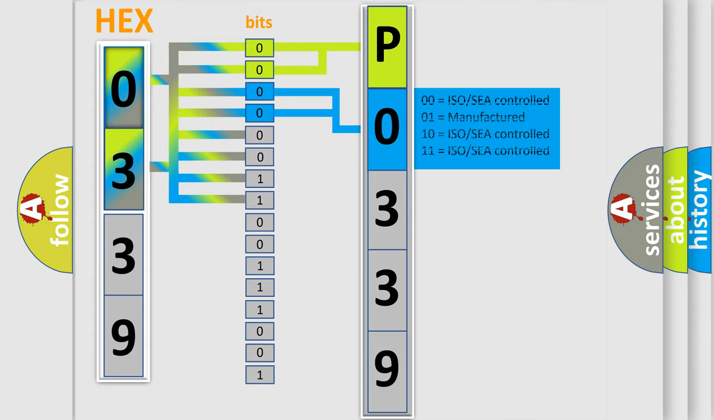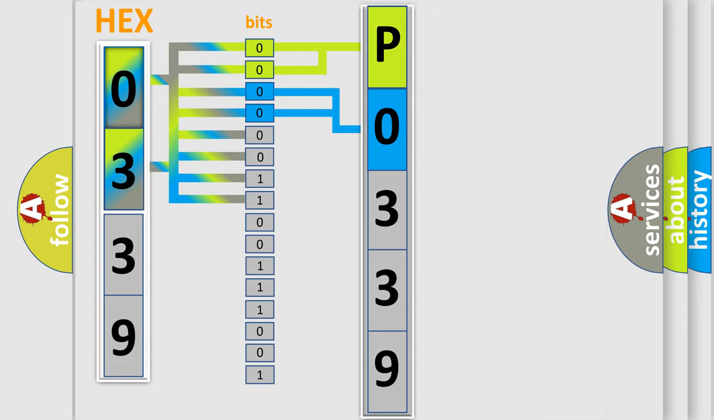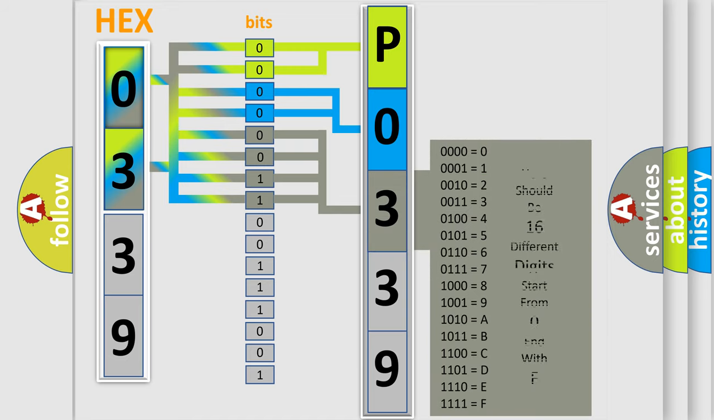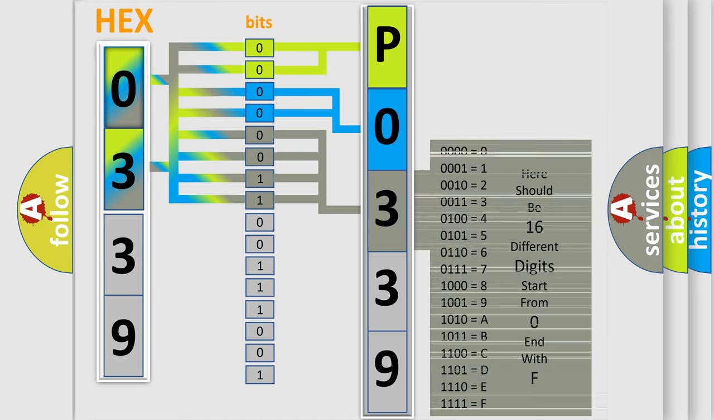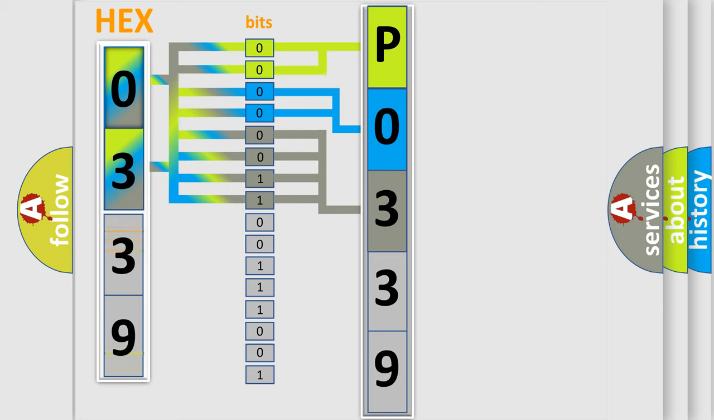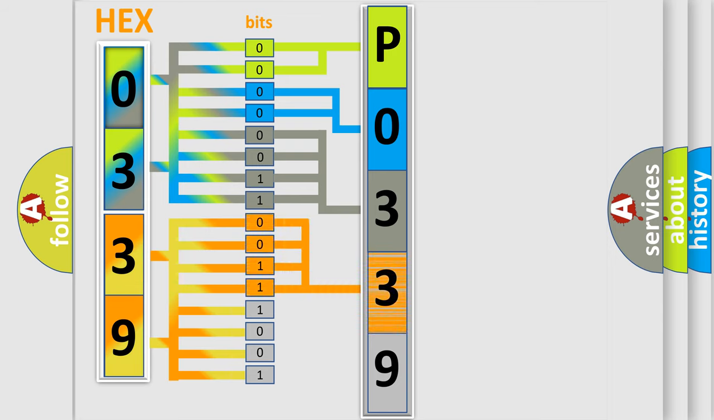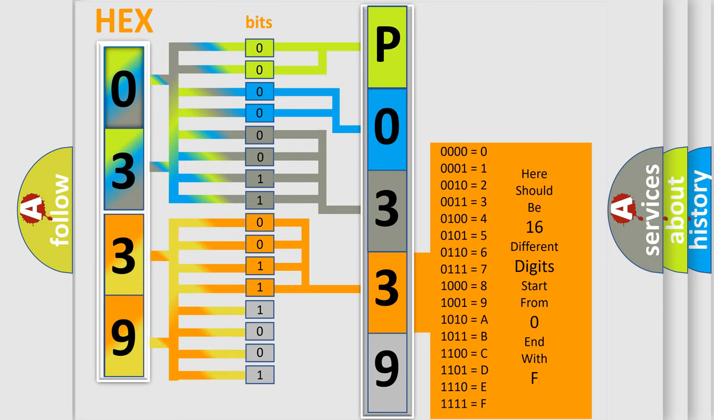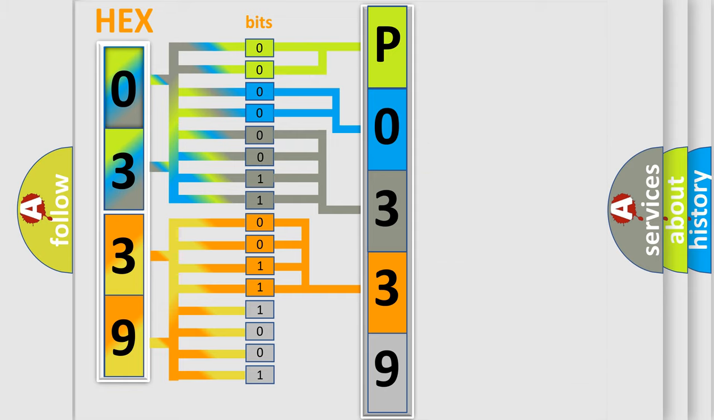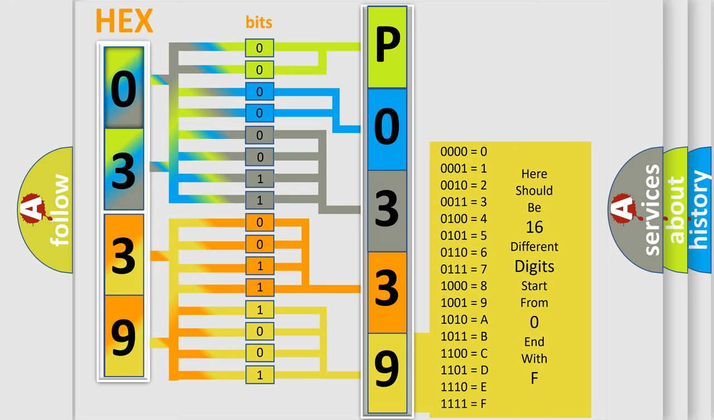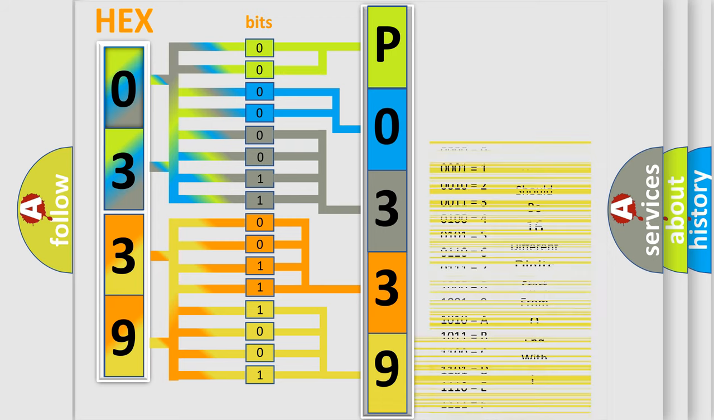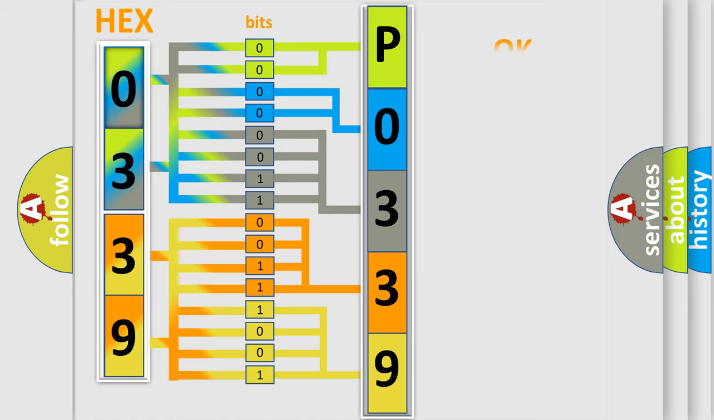The next two bits again determine the second character. The last bits of the first byte define the third character of the code. The second byte is composed of a combination of 8 bits. The first 4 bits determine the fourth character of the code, and the combination of the last 4 bits defines the fifth character. A single byte conceals 256 possible combinations. We now know in what way the diagnostic tool translates the received information into a more comprehensible format.